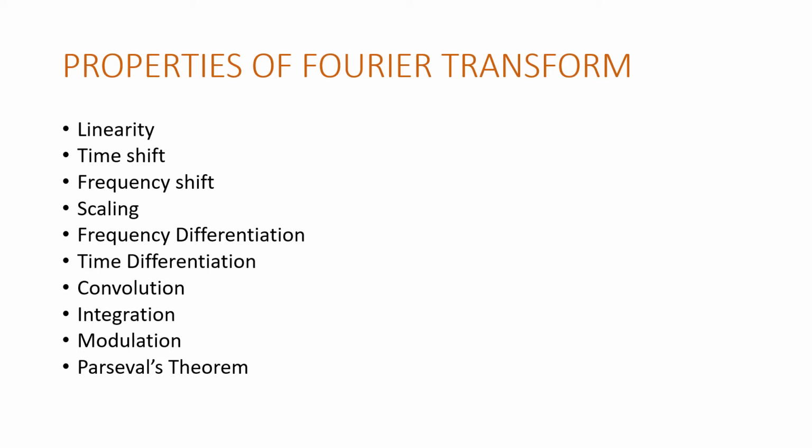There are 10 properties in the Fourier transform. They are linearity, time shift, frequency shift, scaling, frequency differentiation, time differentiation, convolution, integration, modulation, Parseval's theorem.